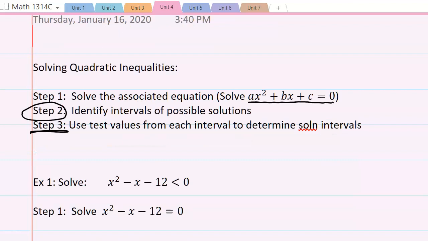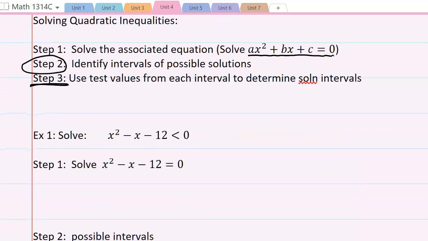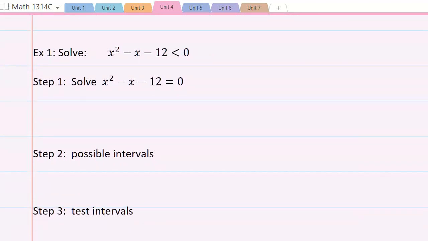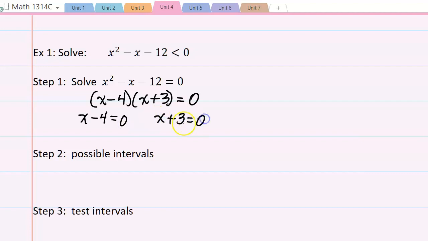Example 1. Solve the quadratic inequality of x squared minus x minus 12 is less than 0. Step 1 is to solve the associated equation of x squared minus x minus 12 is equal to 0. Try solving this one by factoring. We find that the equation can be written in factored form as the parentheses x minus 4 times the parentheses of x plus 3, and that equals 0. Setting each factor equal to 0, we can solve for x in each situation. Our solution set for the quadratic equation is negative 3 and 4.